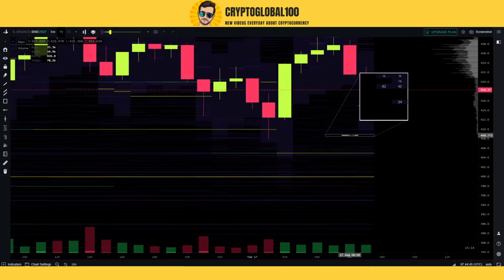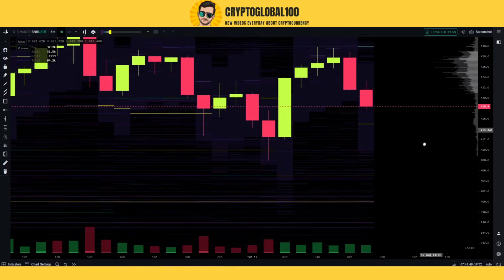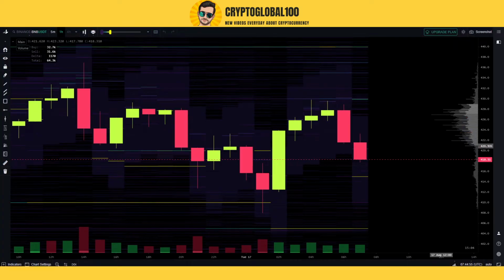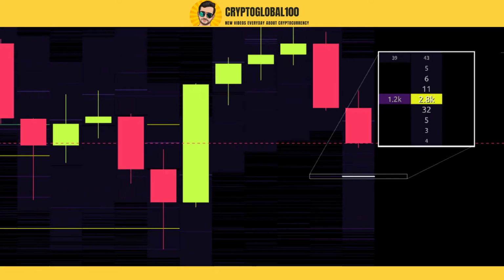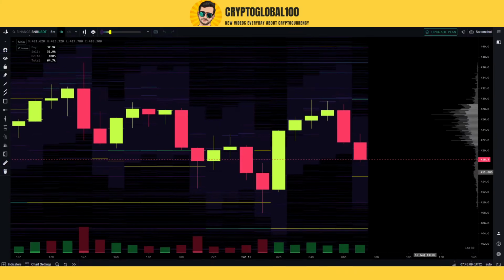Now what the heat map is showing us, and on the right side guys, you're going to see the volume profile as well. This is very important. I'm going to make a video on that in the future as well. But here what we see is that there is a buying order of approximately 2,800 BNBs at 415. So 415 might act as a support level.